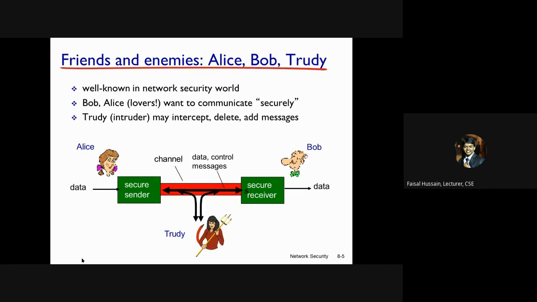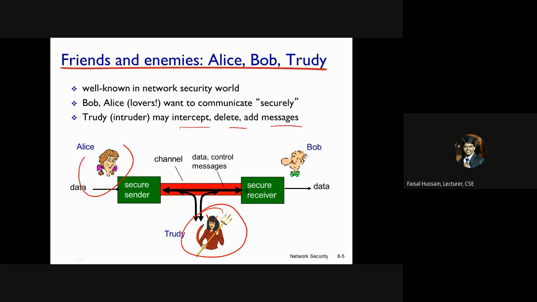Throughout this course, throughout this chapter, we will use these three persons: Alice, Bob, and Trudy, where Alice and Bob are the right persons. That means one will be the sender, another will be the receiver. And Trudy is the enemy, the attacker, or the adversary. In the network security world, these three characters are used several times. Alice and Bob, and Trudy is the bad person with a horn. So Trudy as an intruder will intercept, delete, or add messages. We just need to understand that part.